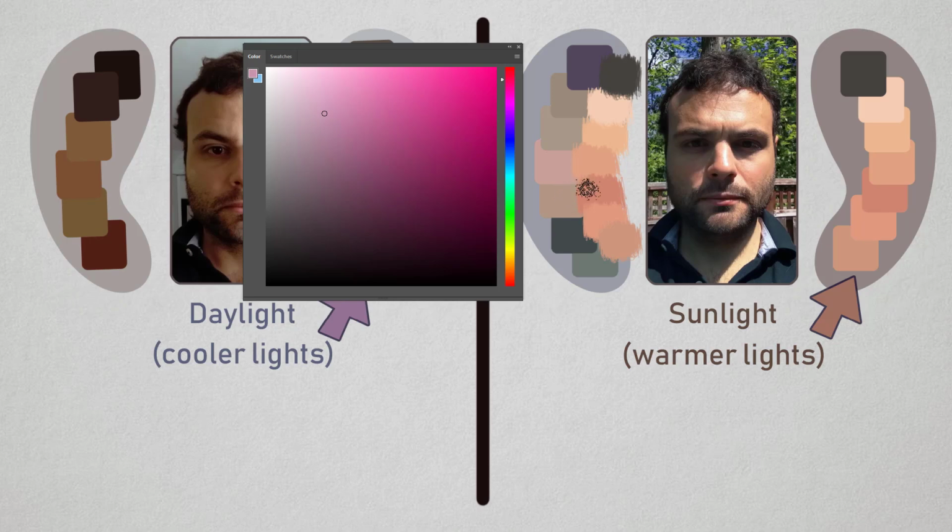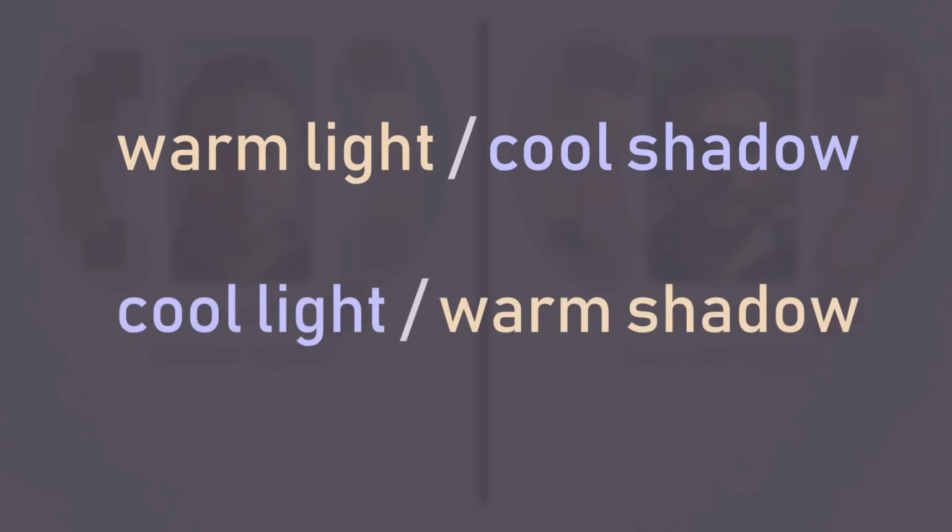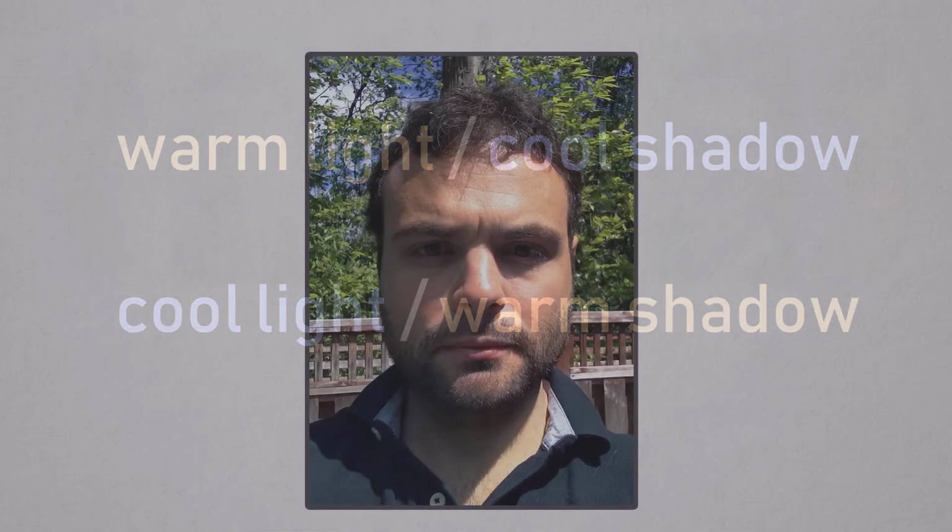This leads me to some very common color advice, which I imagine you've probably heard before. Warm lights give you cool shadows, cool lights give you warm shadows. Now that is an oversimplification of the truth. There are many circumstances where color does not follow that. However, it does point to some useful logic that I'd like to show you.